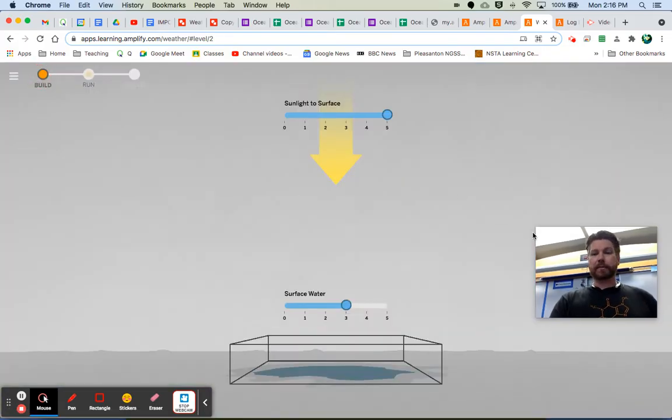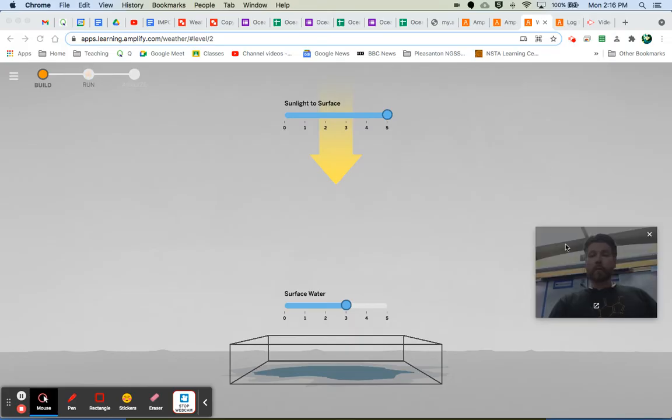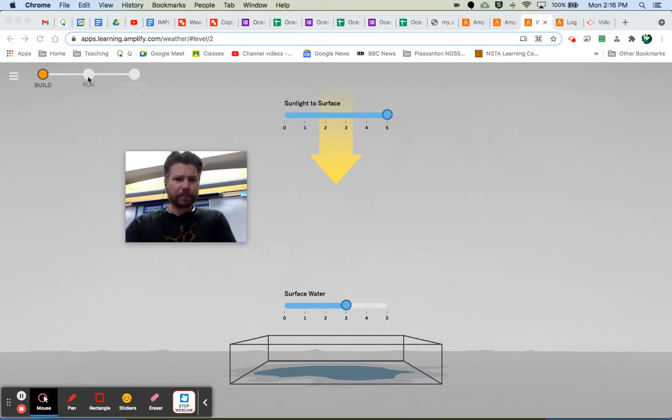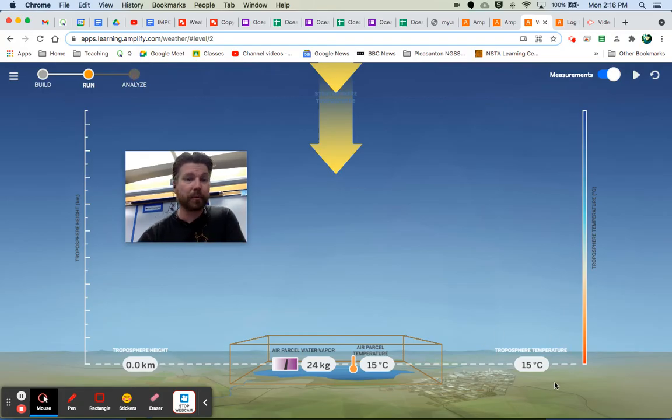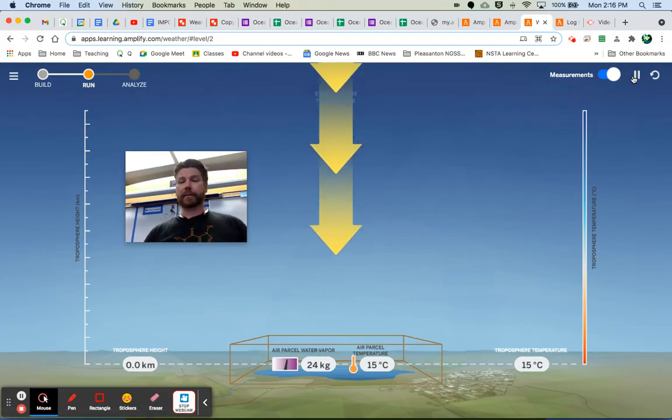So I'm going to build an air parcel. You know what? I'm going to have this cranked up to 5 again. I'm going to move myself over here. Now I'm going to hit run. I'm going to hit pause though, really quick. This is what I'm focused on right over here, the troposphere temperature. Don't worry, we'll talk about the troposphere in just a moment. But watch this as the air parcel rises in the atmosphere.